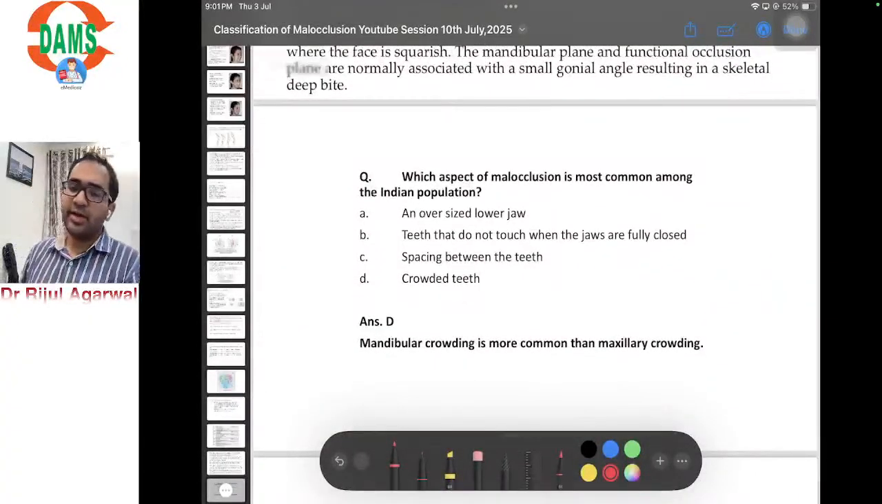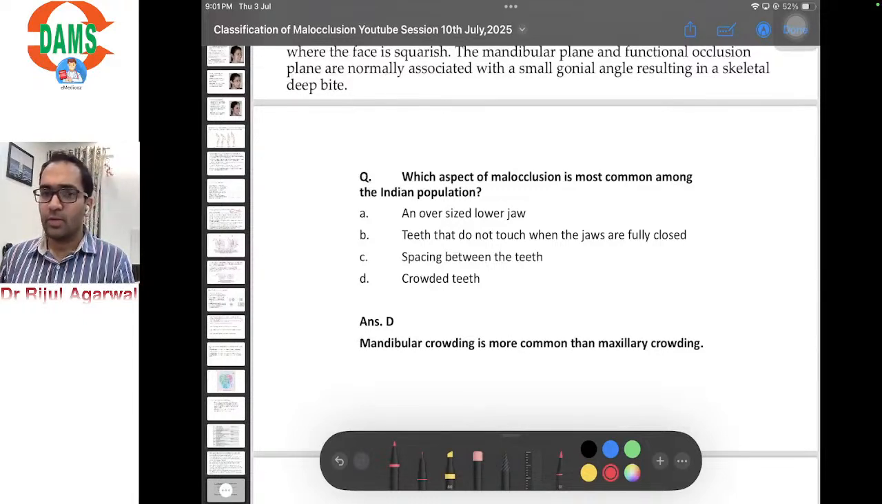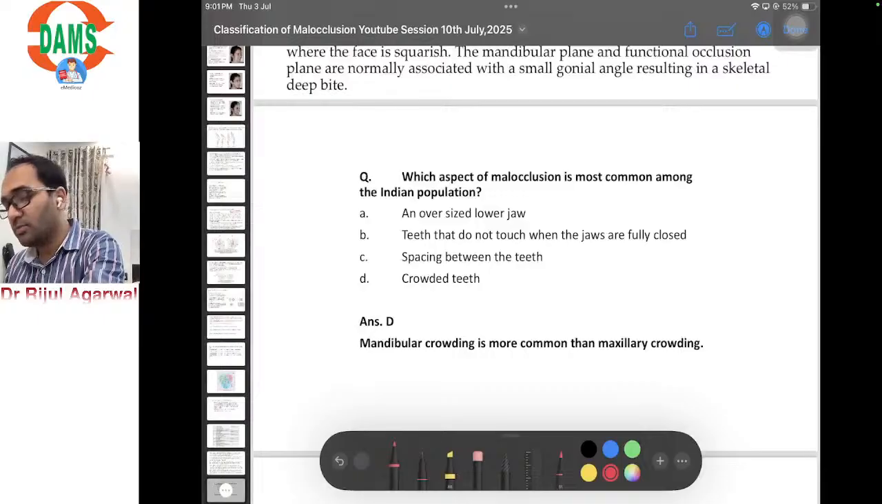A question: which aspect of malocclusion is most common among the Indian population? It is crowded teeth, and out of this, mandibular crowding is more common than maxillary crowding. And an oversized lower jaw is more common among the Asian population. That is class 3.